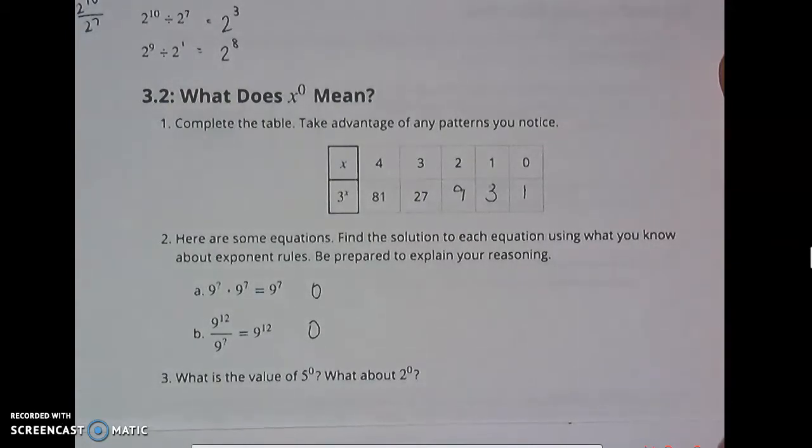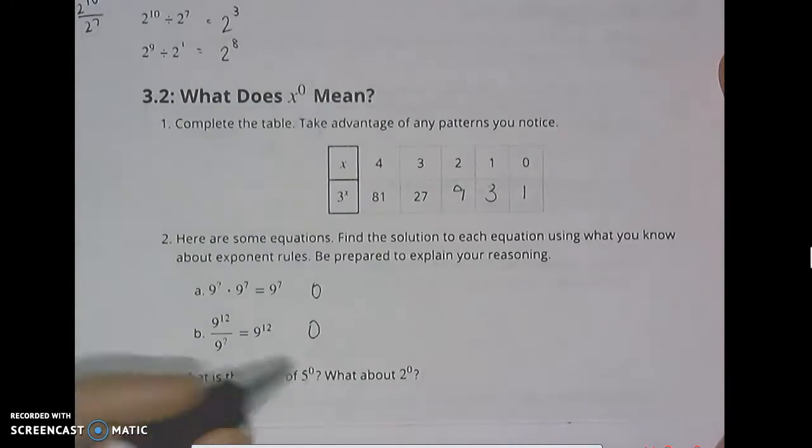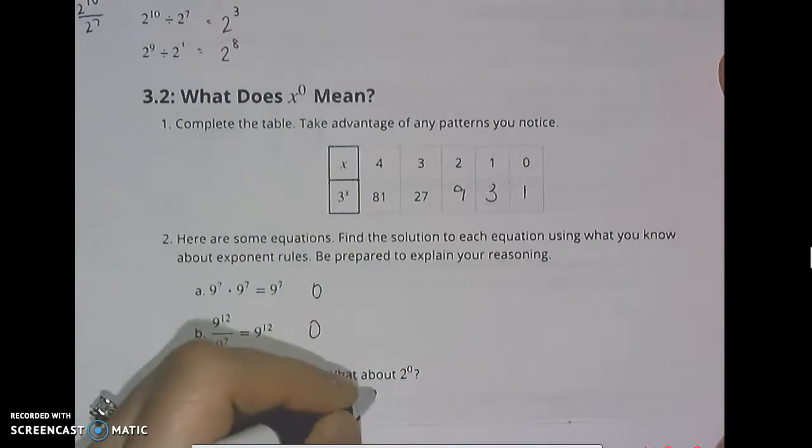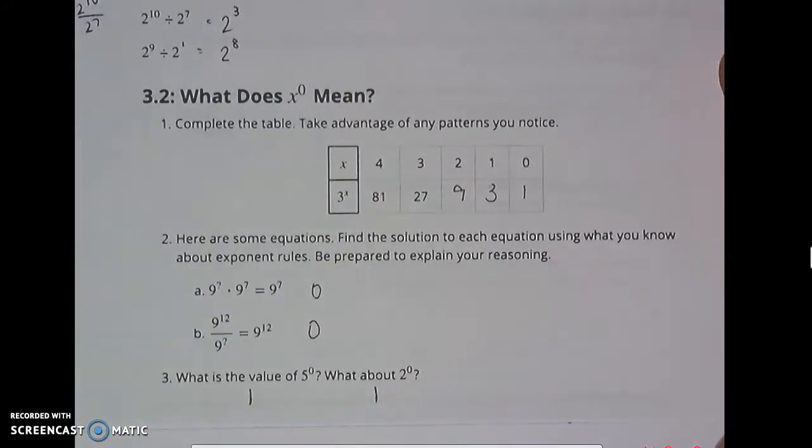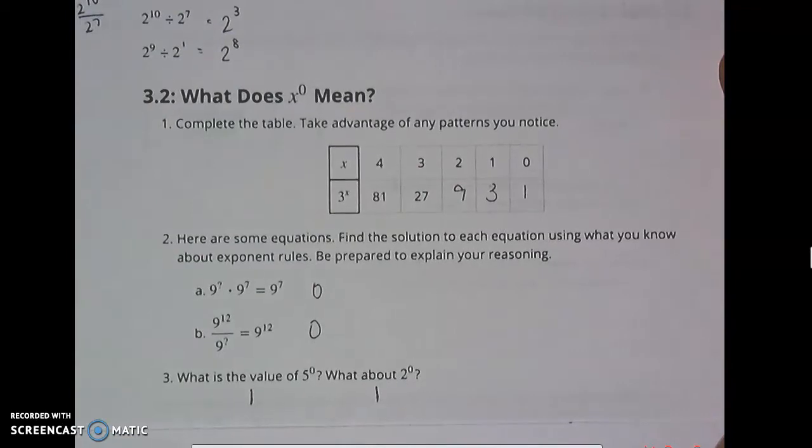So then, what is the value of 5 to the 0 or 2 to the 0? If we have anything to the 0 power, it's going to be 1. So 5 to the 0 equals 1, and 2 to the 0 also equals 1. Alright, let's move on here.